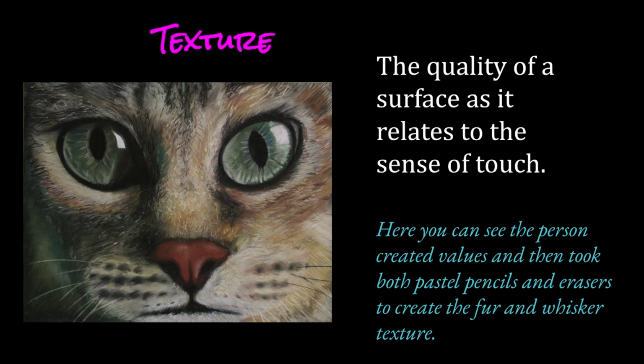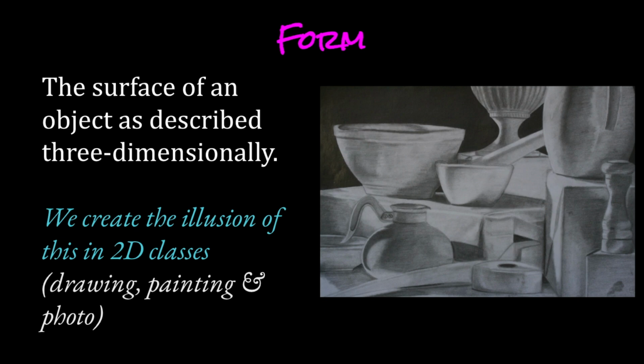It looks like it feels soft, which is what the illusion of texture in a drawing or painting should do. Form is the surface of an object as described three-dimensionally. We create the illusion of form in 2D media with value and color.